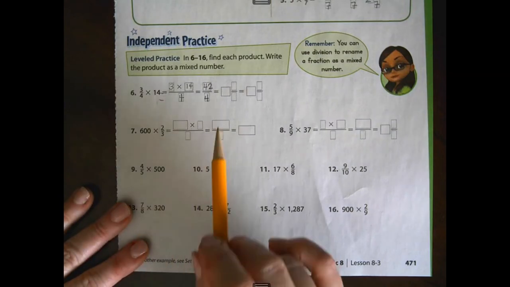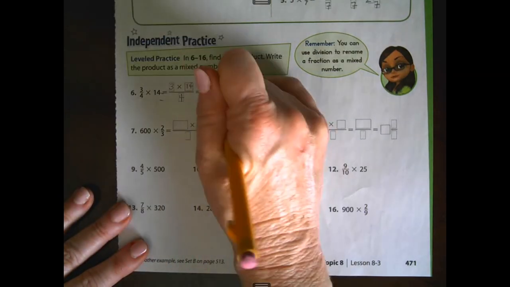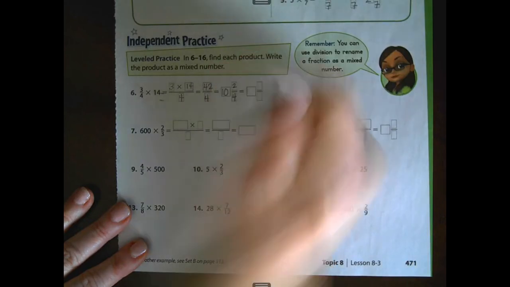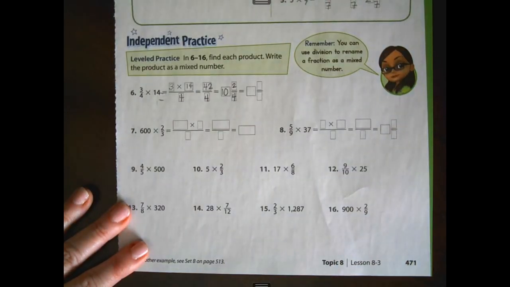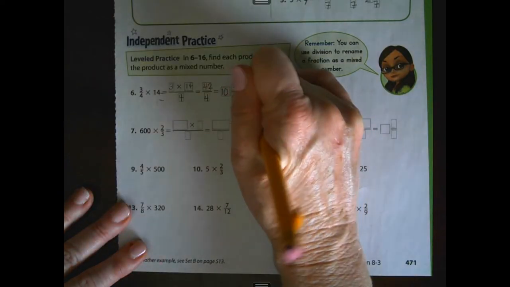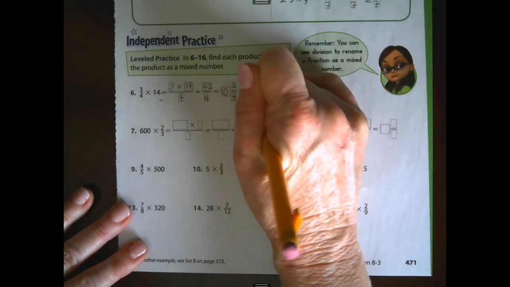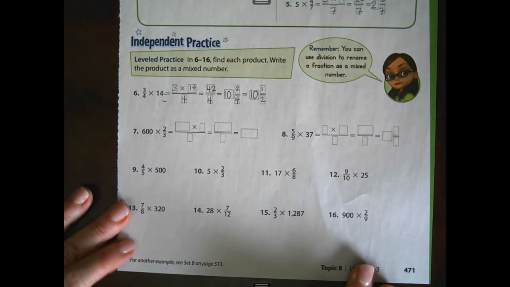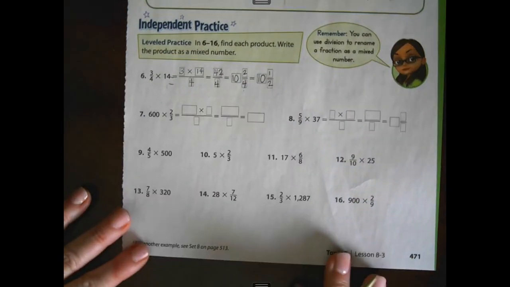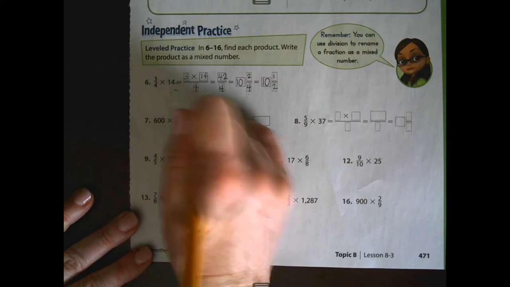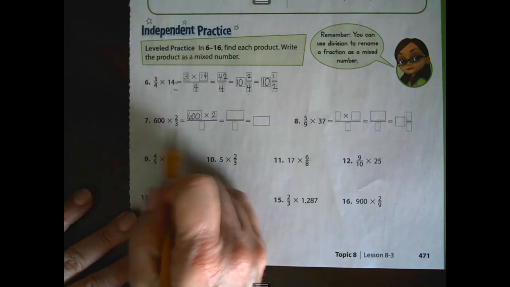All right, that improper fraction I need to rename. 4 goes into 42 10 times. 10 times 4 is 40, so that gives me 2 fourths. You guys should recognize that 2 fourths is going to simplify to 1/2 because 2 is half of 4. Or we could use the common factor of 2 and simplify by dividing 2 by 2 and 4 by 2. So 10 and 1/2.